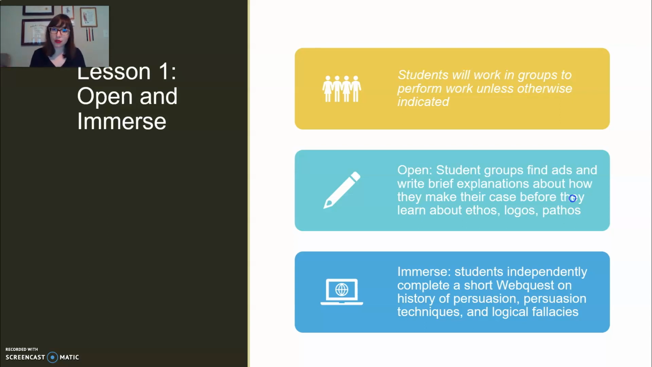Now this happens before students learn about ethos, logos, and pathos. Some may have that in their background knowledge, but it won't be activated prior to the lesson. It's just focused on understanding holistically what the students know. Then with immersion, students would independently complete a short web quest to understand the history of persuasion, so like starting with Aristotle and the Greeks and such. They'd understand persuasion techniques, define ethos, logos, pathos, and they'd also find logical fallacies and answer a few web questions on those.